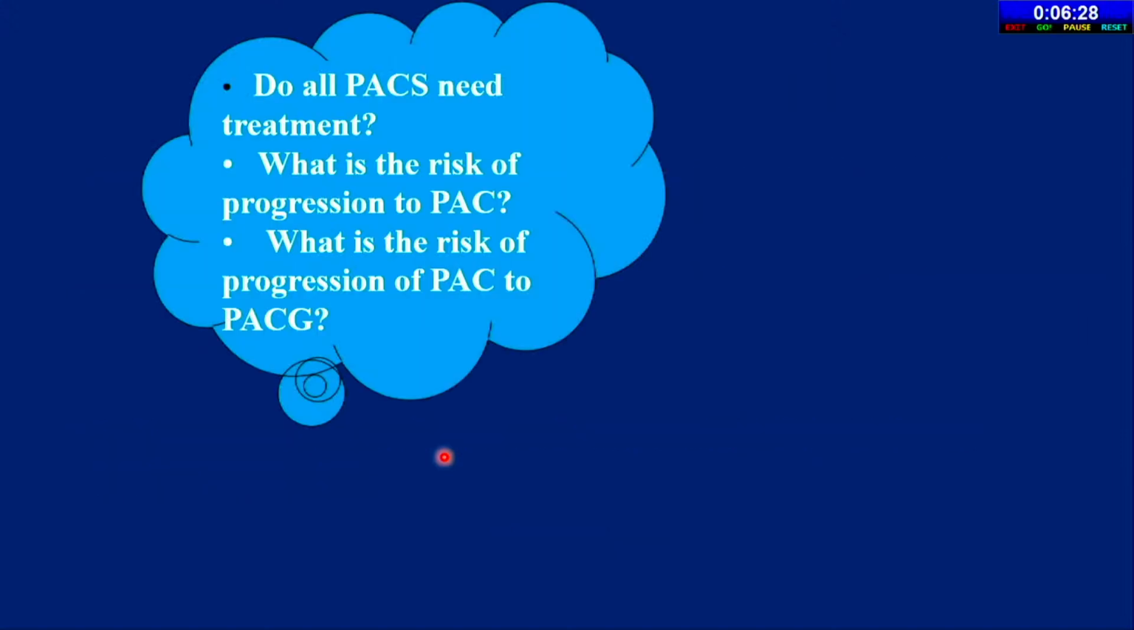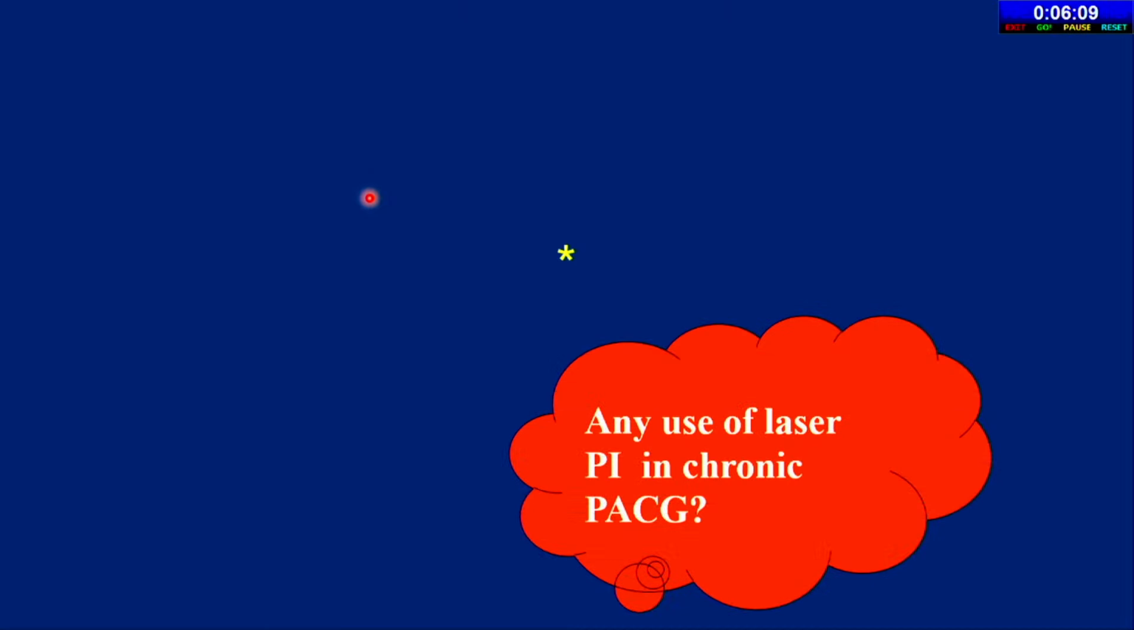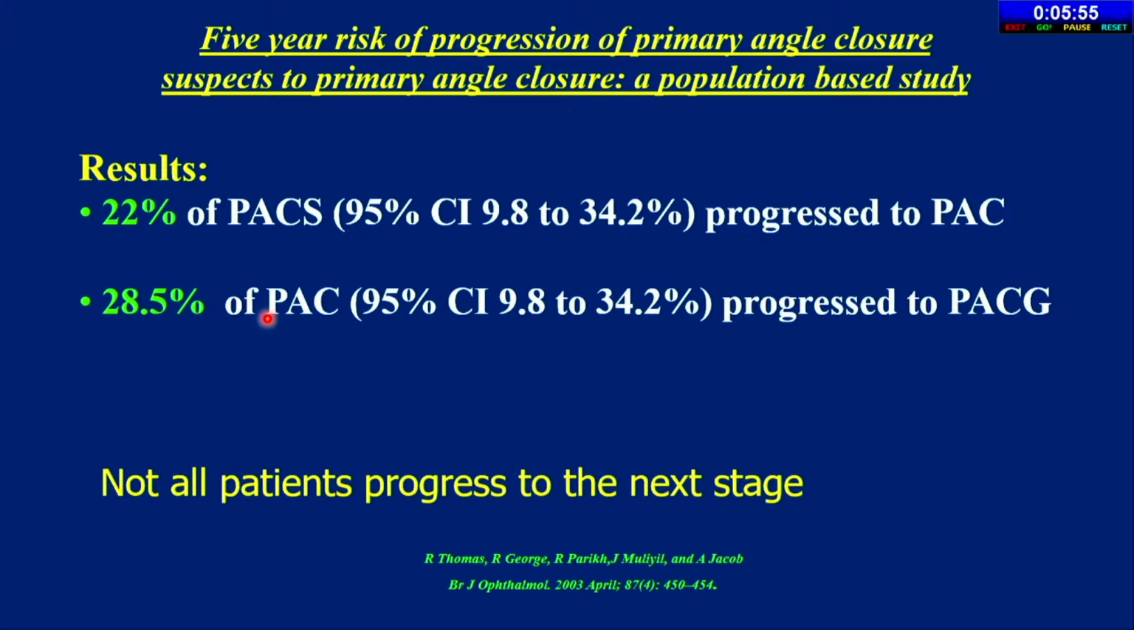But the question is, do all PACS, all suspects or occludable angles need laser PI? I think this is a very valid question. And who is at risk of progression to the next stage of the disease? And what is the use of laser PI in chronic PACG? Several studies have been done, and the study which we commonly read shows that only 20 to 25% of the patients progress to the next level. So not all patients progress.